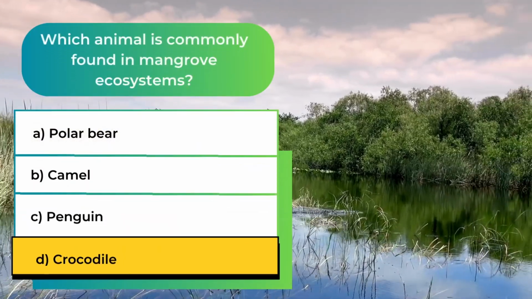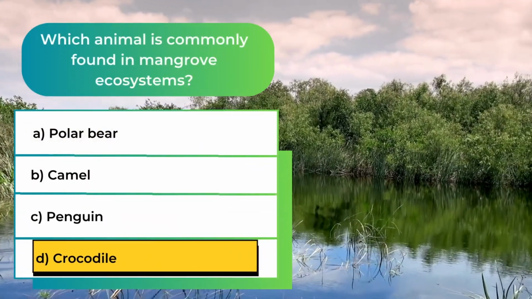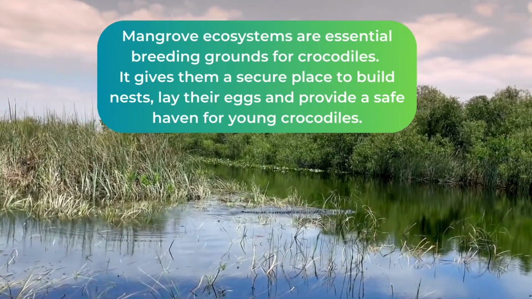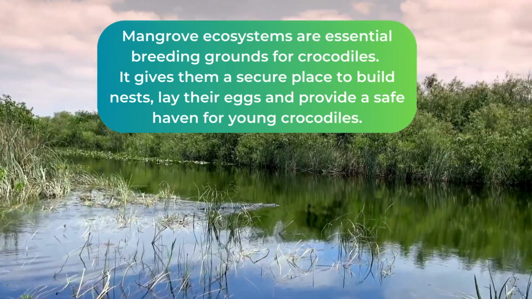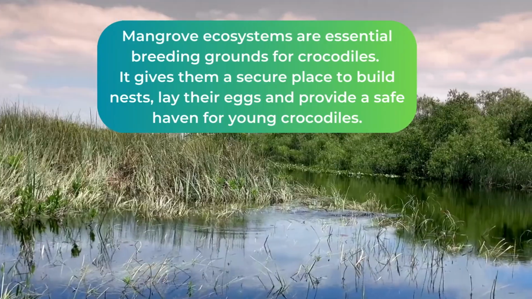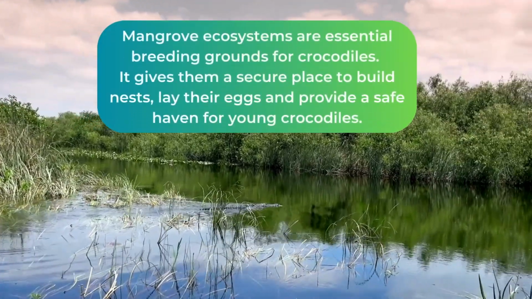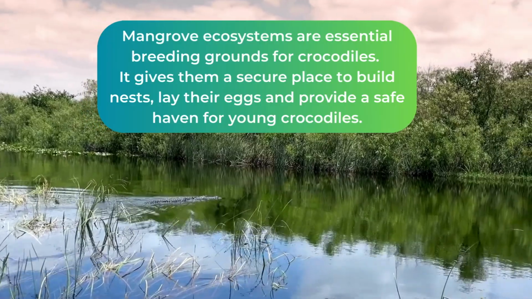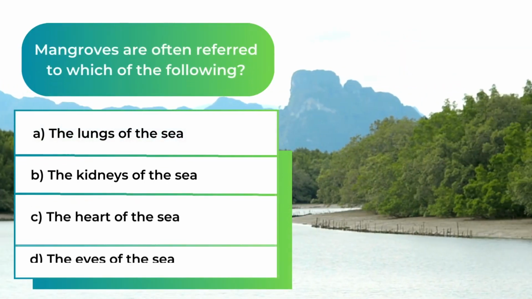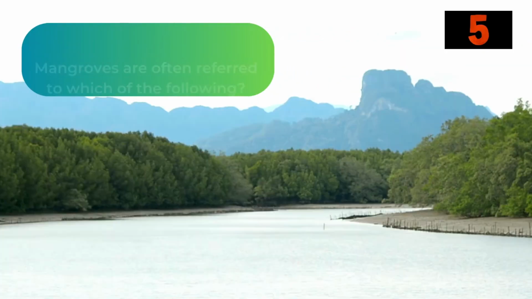The answer is D. Crocodile. Mangrove ecosystems are essential breeding grounds for crocodiles. It gives them a secure place to build nests, lay their eggs, and provide a safe haven for young crocodiles. Mangroves are often referred to as which of the following?